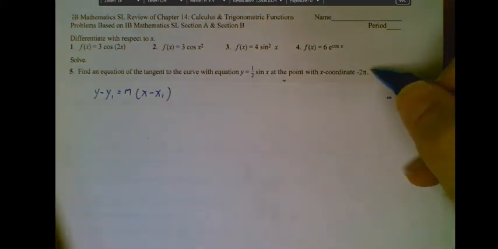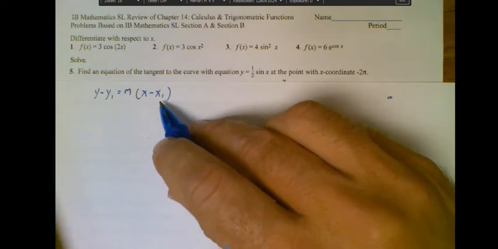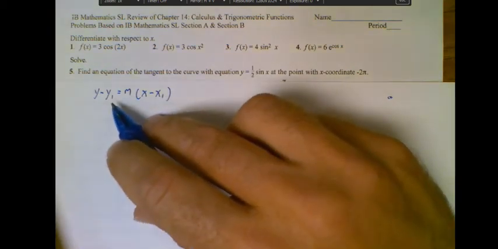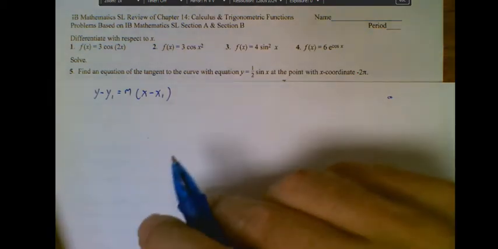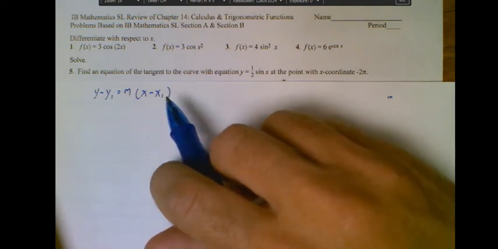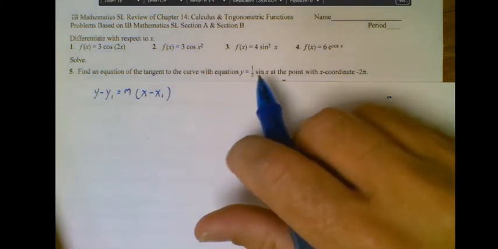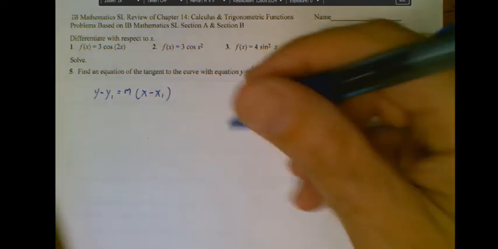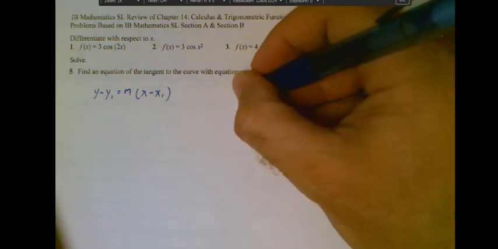So one thing they gave us to start with is the x coordinate. So we already know negative 2 pi is the x coordinate. So we need to use it to come up with a slope and to come up with a y coordinate. Let me just start with the easier one first. How do we ever get a y coordinate from an x coordinate? Well, you just plug it into the original function. So if I take my negative 2 pi and plug it in right there, that will help me get the y coordinate.